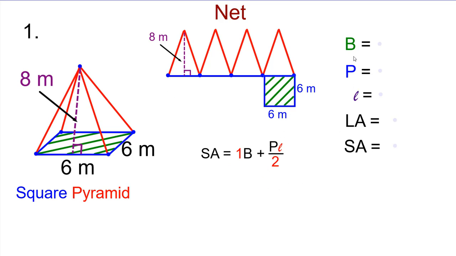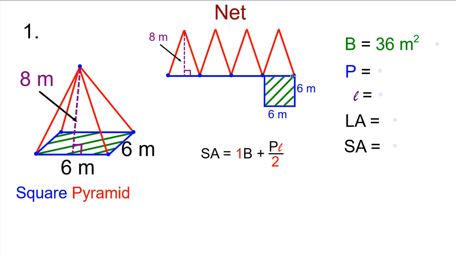So first thing is we want to find the base. 6 times 6 is going to be 36 meters squared. Notice it's not 36 pi because we're not dealing with a circle, right? It's not pi times the radius squared. It's just the base times height, okay? I saw some of those mistakes on the homework as well.